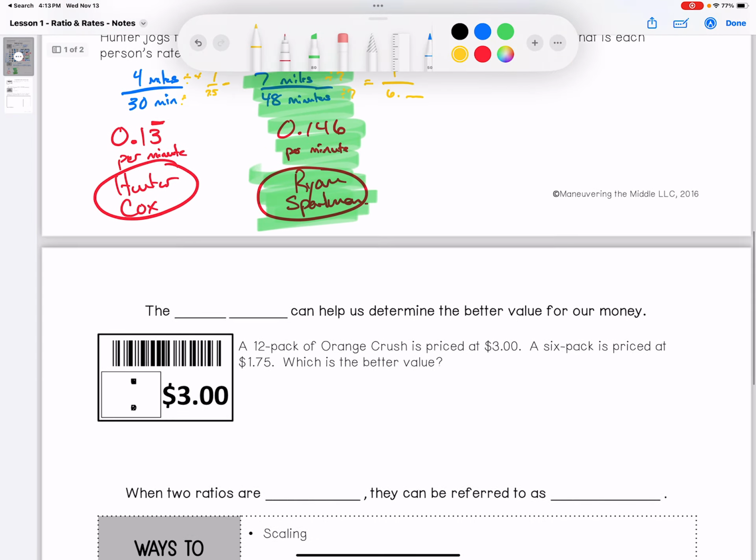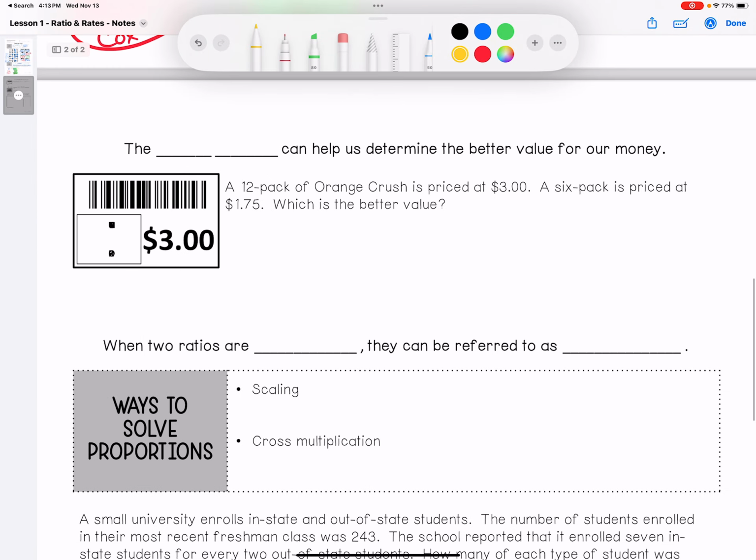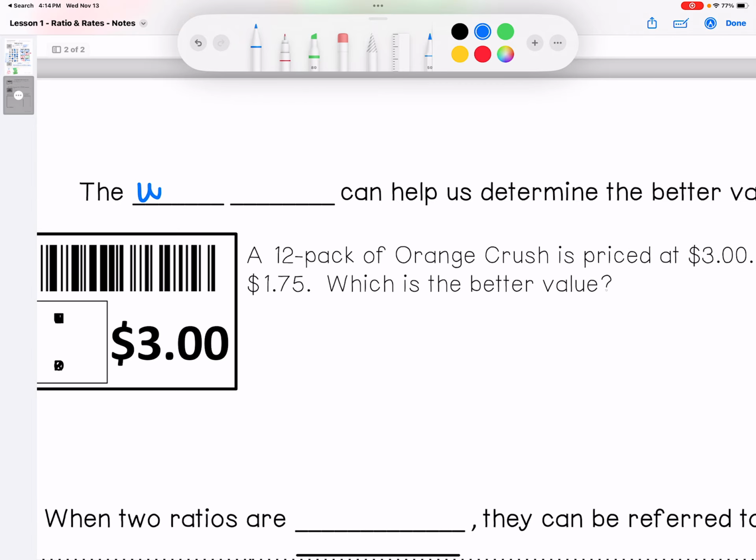Moving to the back page. The unit rate can help us determine the better value for our money. So a 12-pack of Orange Crush, I don't like Orange Crush, but my grandfather loved Orange Crush, and he's no longer with us, and it's his favorite drink. Anyhow, a 12-pack of Orange Crush is priced at $3. A 6-pack is priced at $1.75. Which one is a better value?